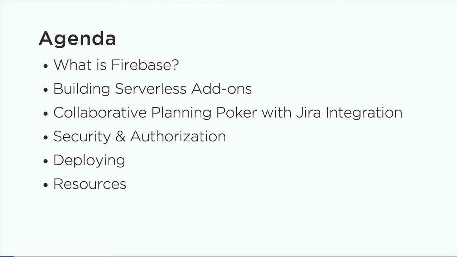So today, I want to walk through a couple of things. The first thing is to introduce you to Firebase if you haven't used it or don't know what it is. I'm going to talk about building an add-on without worrying about spinning up a server. We're going to do a sample app, two sample apps, actually. The bigger one is going to be a collaborative planning poker app with JIRA integration using Atlassian Connect. And then I'm going to talk briefly about how to secure a cloud database like Firebase and talk about deploying your app when you don't have a server. And then we'll give you some resources that you can use to get started.